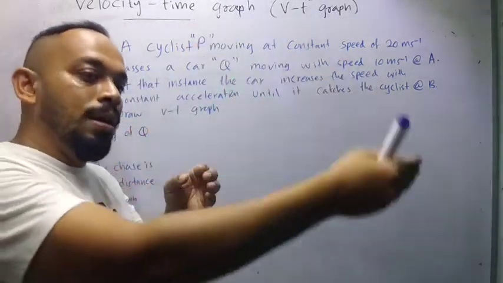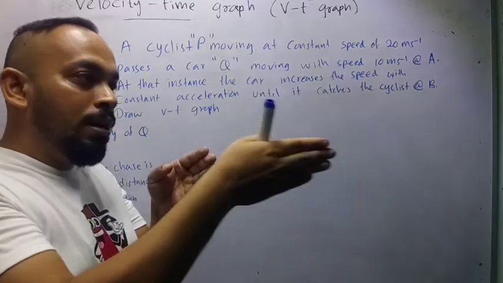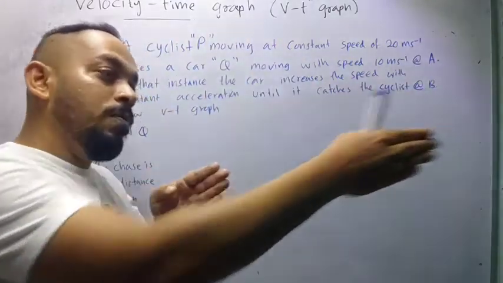Cyclist is ahead of the car, right? So cyclist moves at 20 meters per second.